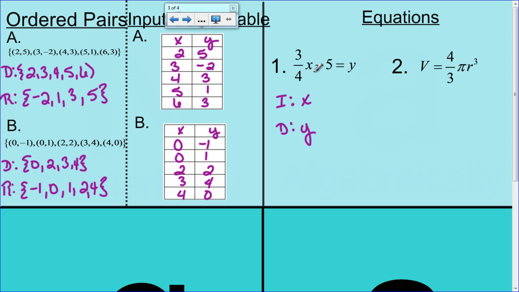Now the next one, I have v equals 4/3 pi r cubed. And so it looks like I have 3 variables, but I really don't, because you should all know that pi has a value that we use. It's 3.14. Pi is just a symbol to represent that value because it is a number that goes on forever and ever and ever and never repeats itself.